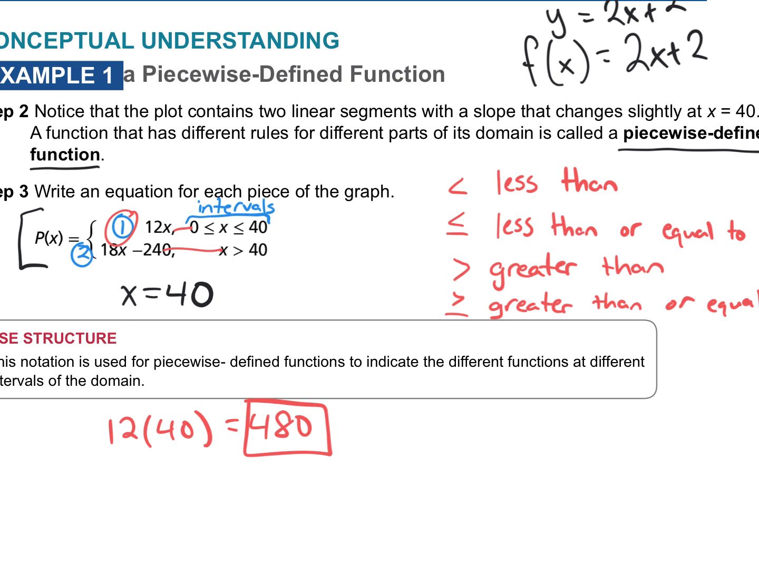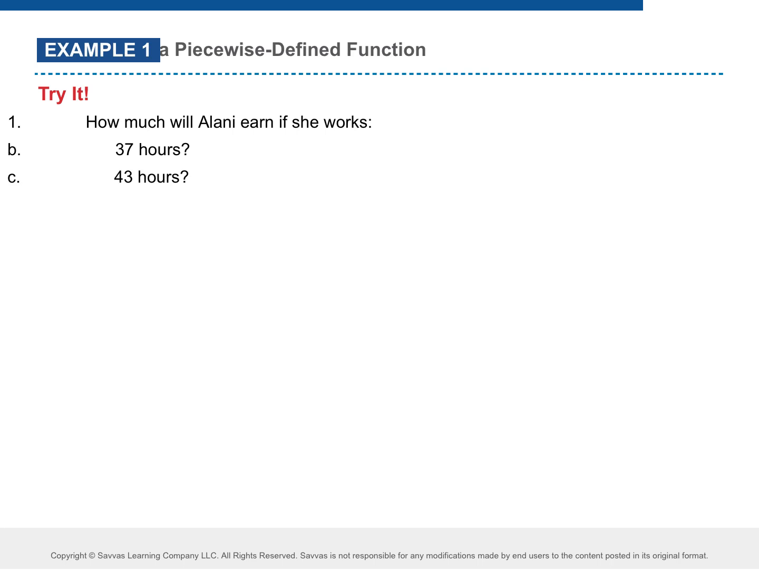Okay, go try A on your paper. If x equals 43, we have to pick the interval first. Ask yourself, is 43 in between 0 and 40? No. Is 43 greater than 40? Yes. So which equation are we picking? This one, right? If I plug that in, 37 hours, treat that as x equals 37. And then also try B, x equals 43. Go try both of those.